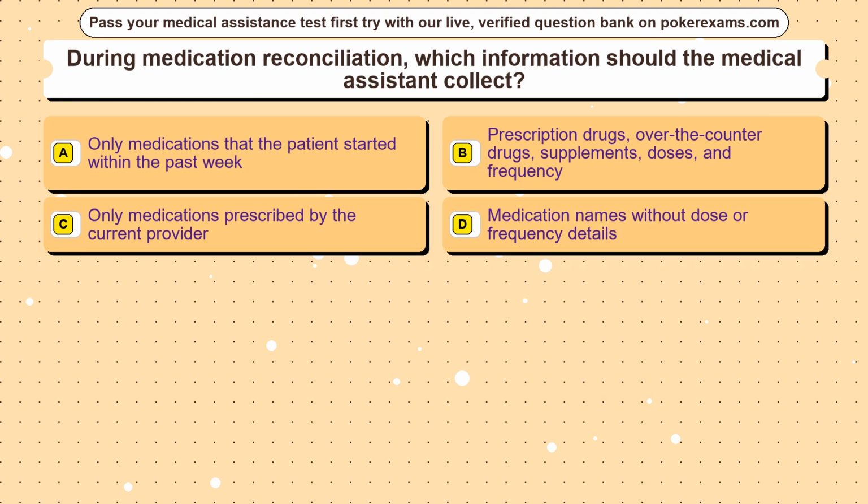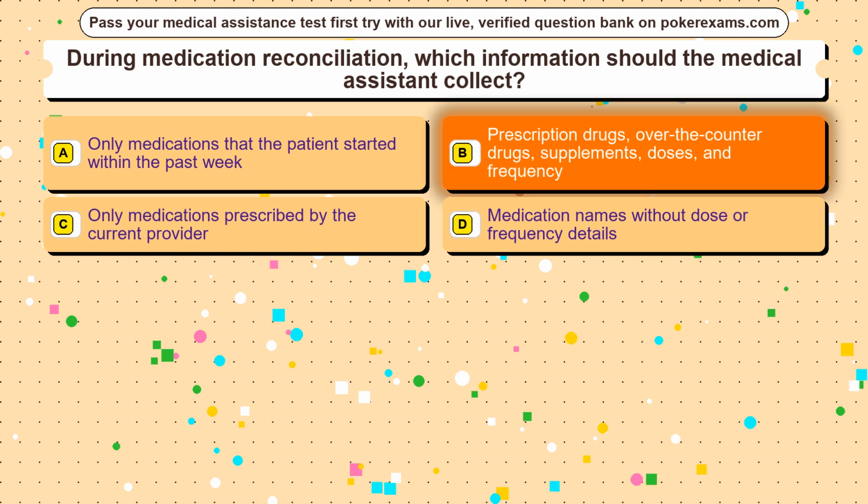Question 60. During medication reconciliation, which information should the medical assistant collect? Option A, only medications that the patient started within the past week. Option B, prescription drugs, over-the-counter drugs, supplements, doses, and frequency. Option C, only medications prescribed by the current provider. Option D, medication names without dose or frequency details.